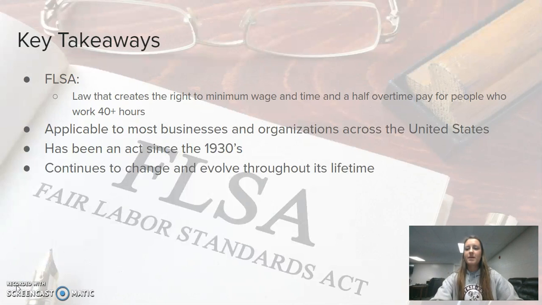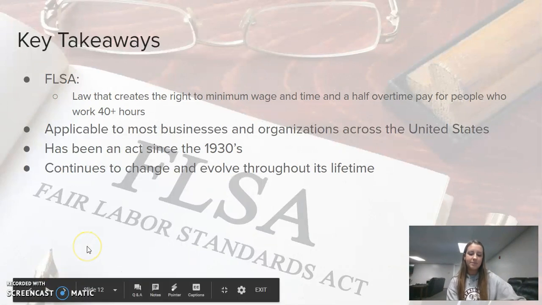To wrap it all up, the FLSA again is a law that creates the right to minimum wage and time and a half overtime pay for people who work 40 plus hours. It is applicable to most businesses and organizations across the United States. It has also been in act since the 1930s, and it continues to change and evolve throughout its lifetime.